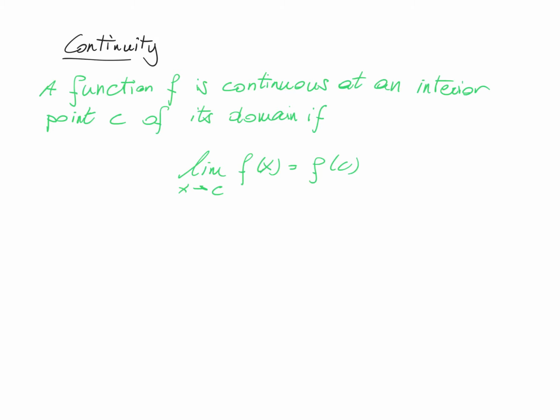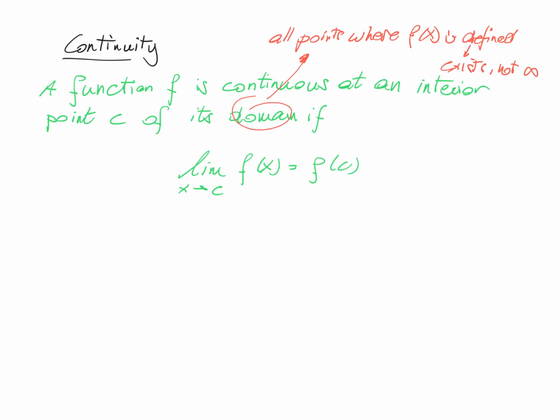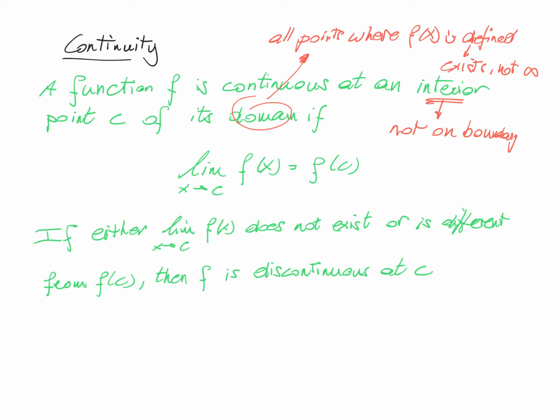So recall that the domain of a function is all the points where the function is defined, where defined means that this value exists and is not infinite. Furthermore, it's very important also to remark that the definition only holds for an interior point c, so c cannot be on the boundary of the domain. If either the limit does not exist or it is not equal to its function value, then we say that f is discontinuous at c.